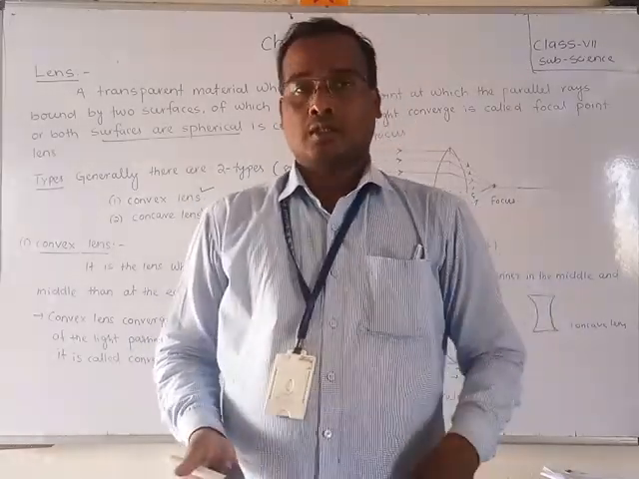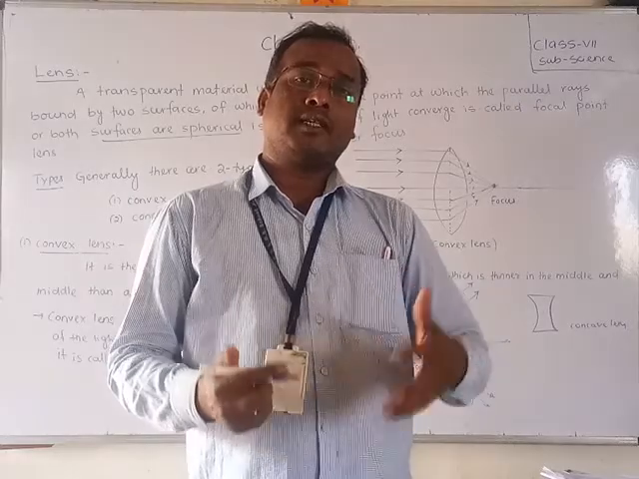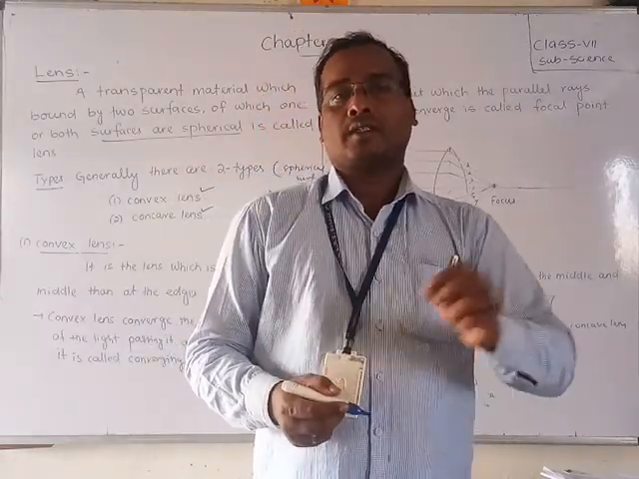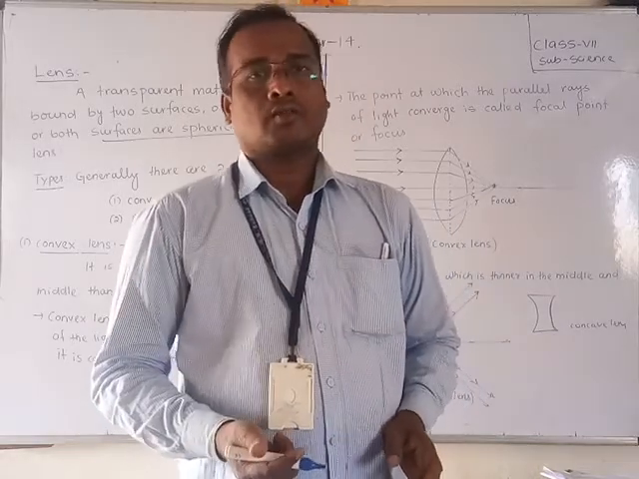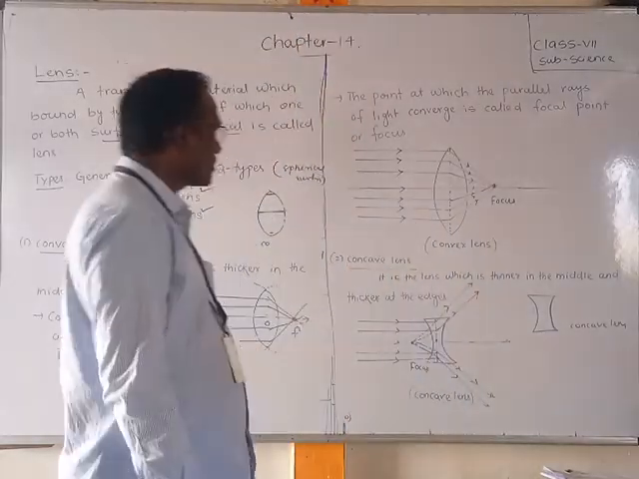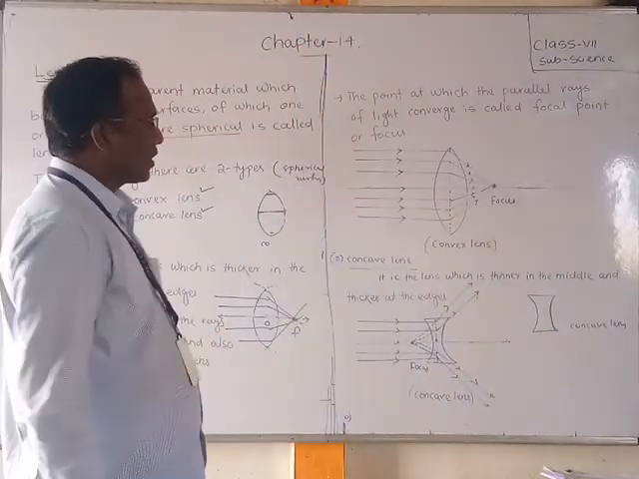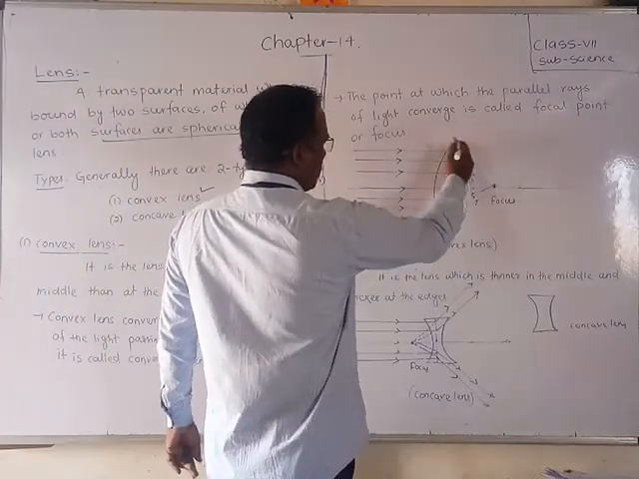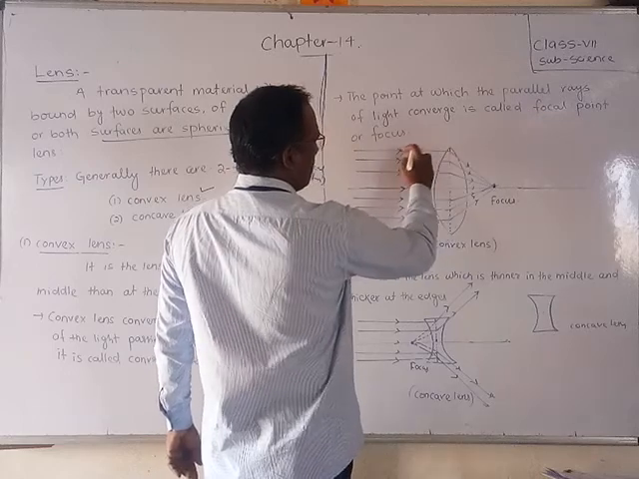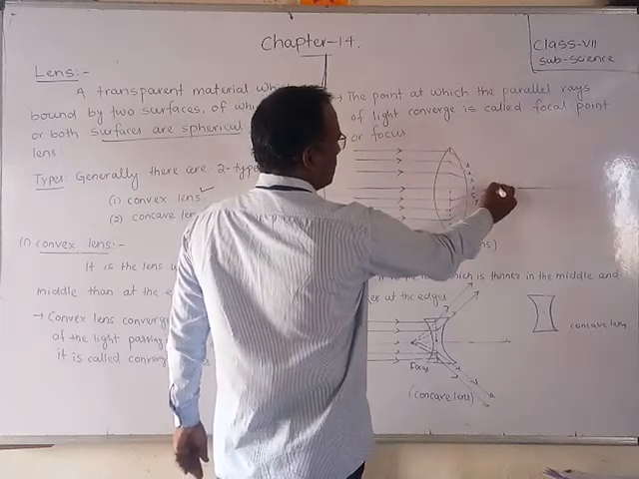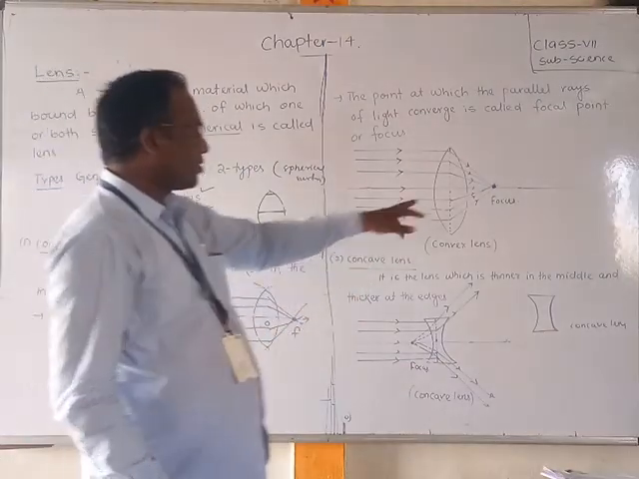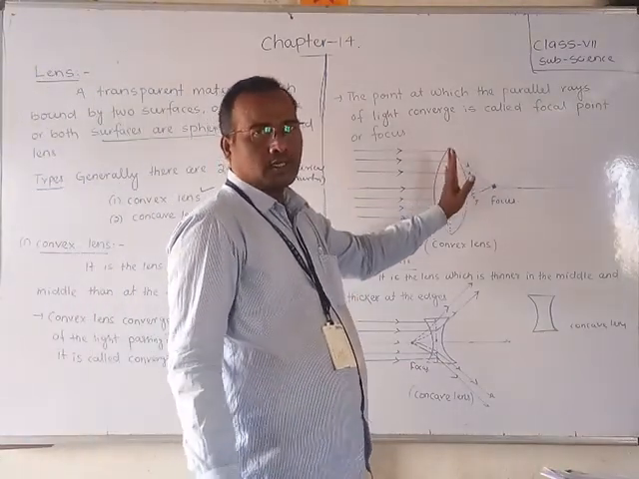But in a concave lens, the light rays will diverge, but you have to draw the ray diagram backwards. If you draw it, you will get the focus. So this is the only difference. Now I have drawn this on the convex lens. You should see the ray diagram. After passing through, the light rays converge at this point. Converge means they meet at one point, and this point is called the focus of the lens.